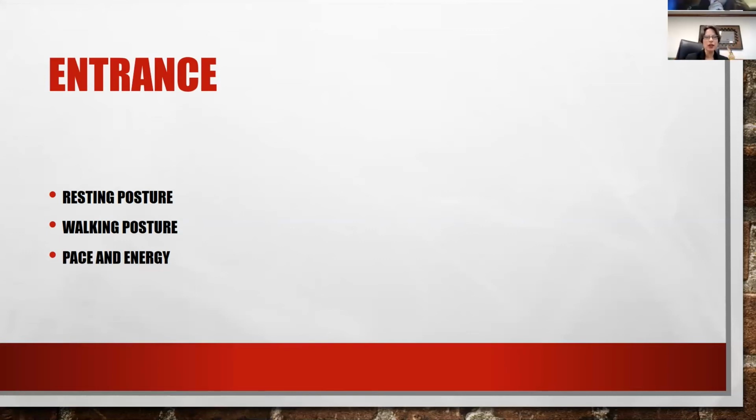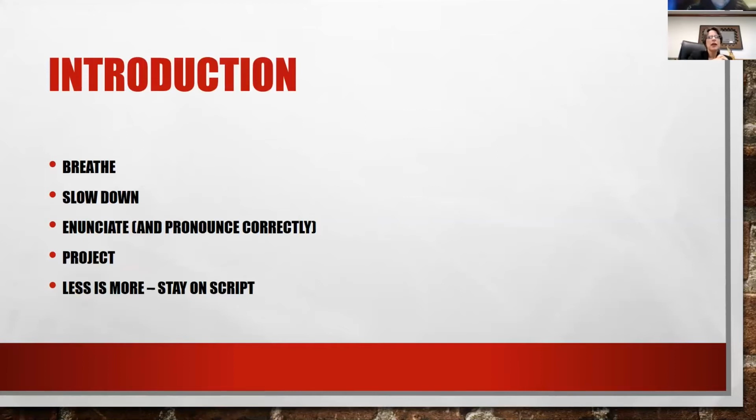When we talk about pace and energy, don't walk too fast. You don't want to run in, but you don't want to saunter in as if it doesn't matter. You should have energy walking from place to place. Before you speak, breathe. Slow down. Enunciate and pronounce things correctly. That is my pet peeve. If you are singing Après un rêve by Gabriel Fauré, you should know how to say that correctly. Because if you don't, it makes us wonder if you know how to pronounce the lyrics of your song. Very important.